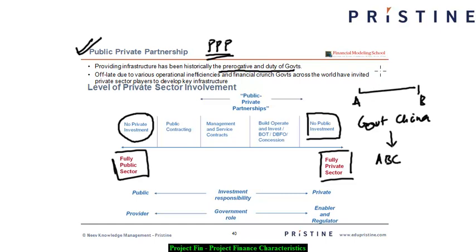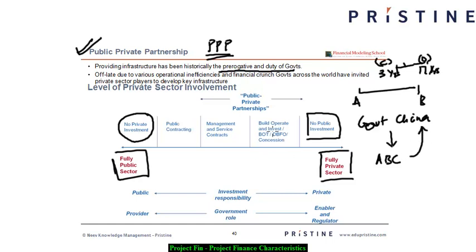So let's say it takes 3 years to build the road. So this is the construction period. And post that, they can operate this road for 17 years, collect the toll and keep that toll. And post that, the road is passed back from ABC to the government of China.